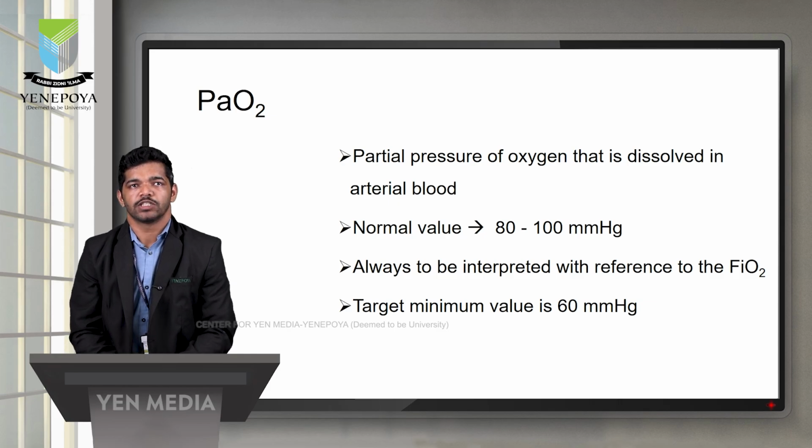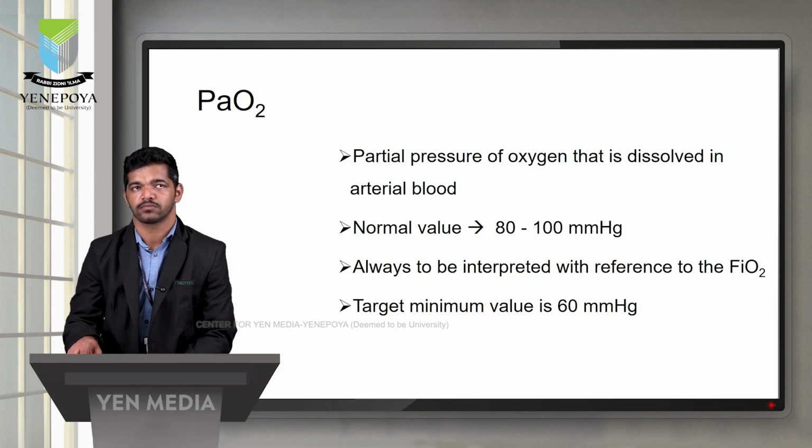So PaO₂ is the partial pressure of oxygen dissolved in the arterial blood. So the normal value is 80 to 100 mmHg. You have to always interpret PaO₂ with the help of the reference range for FiO2. So the targeted minimum value is 60 mmHg. So whenever the PaO₂ is less than 60 mmHg, ideally we are going to initiate oxygen therapy for the patient.